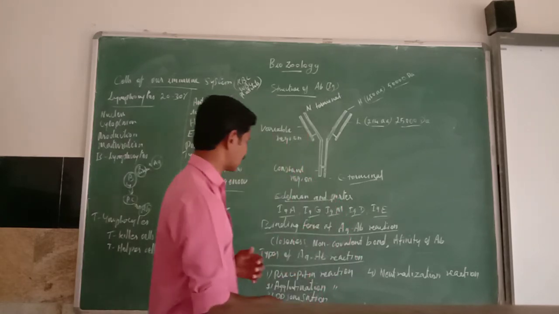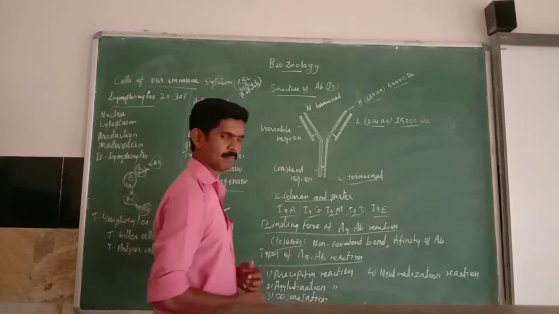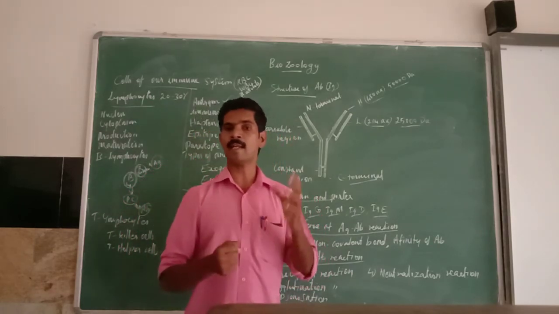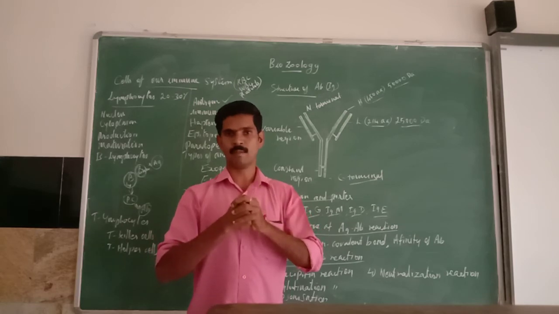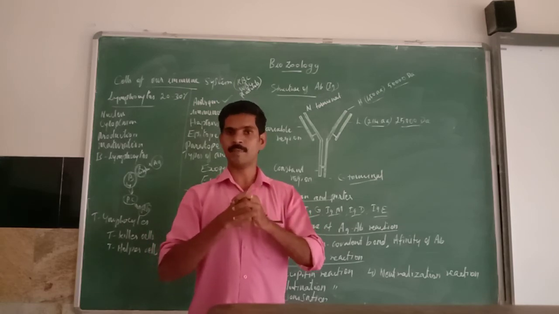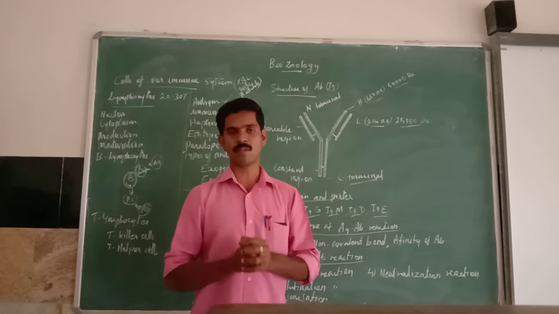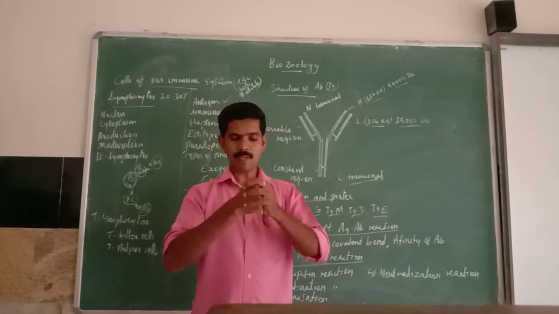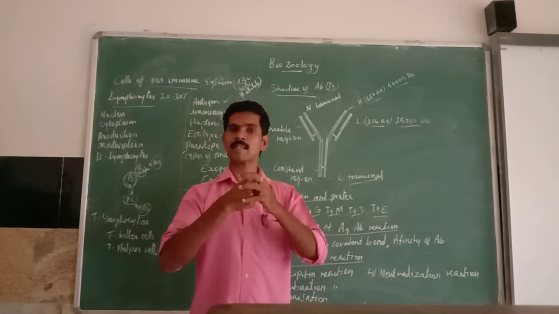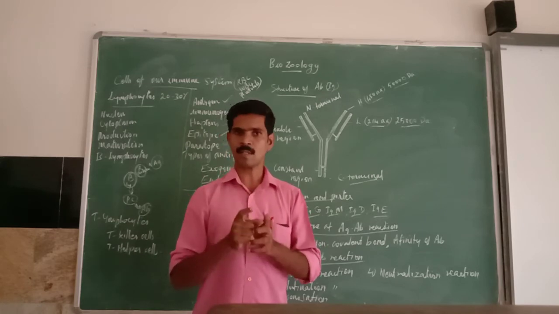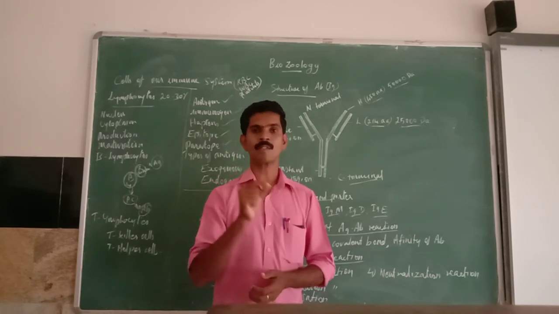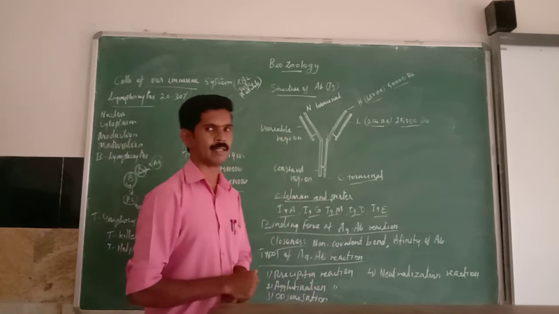The first factor is called closeness. That means the antigen and antibody should fix very closely, closely tight. Then only the reaction becomes very strong. If any gap is there, the reaction is very slow. So closeness is the first factor determining the force of reaction between antigen and antibody.